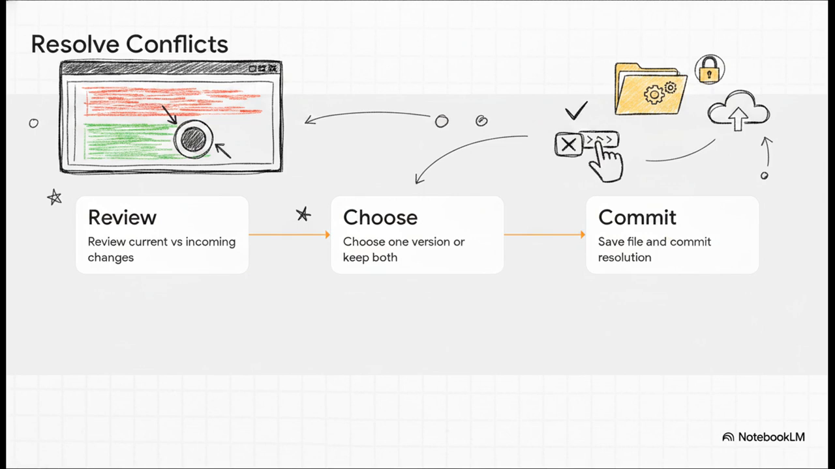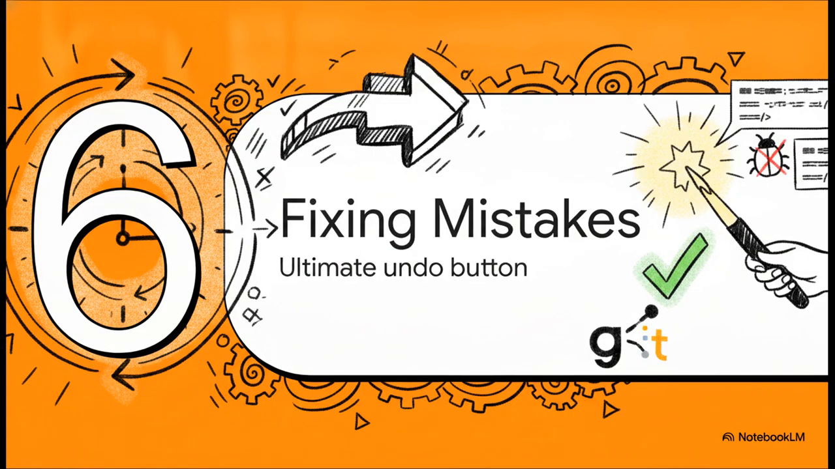Step 1, your code editor, like VS Code, is going to explicitly highlight the clash for you, showing your current code right next to the incoming code from your teammate. Step 2, you just literally click a button to accept your change, their change, or sometimes even keep both if that's what's needed. Finally, step 3, you save the file and commit the resolution. Boom, conflict solved.